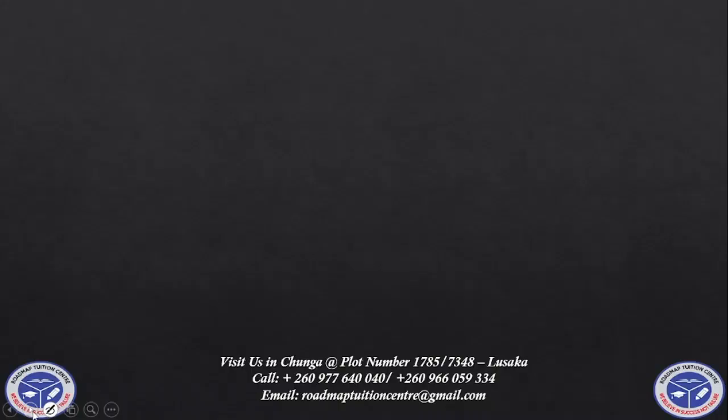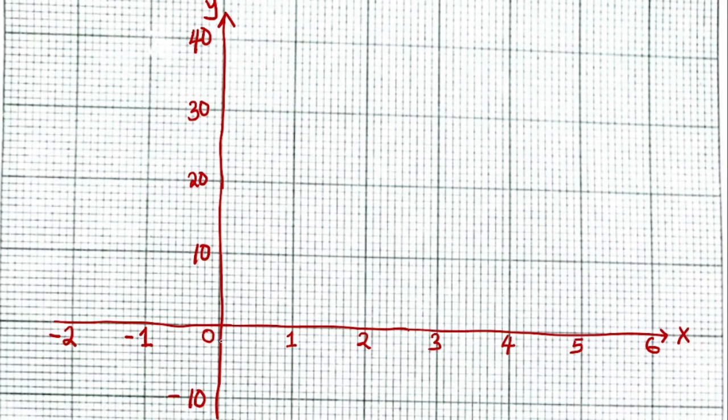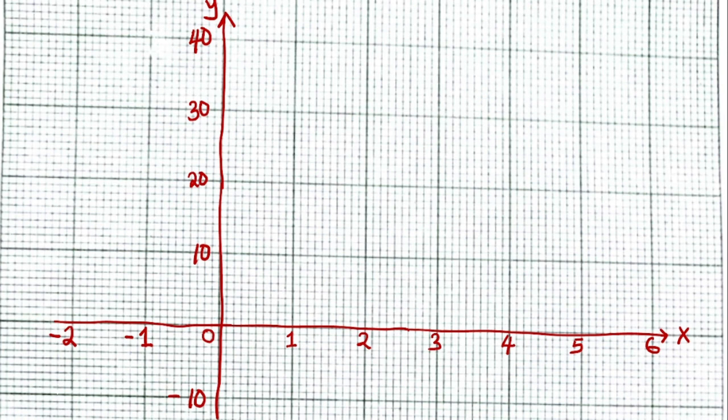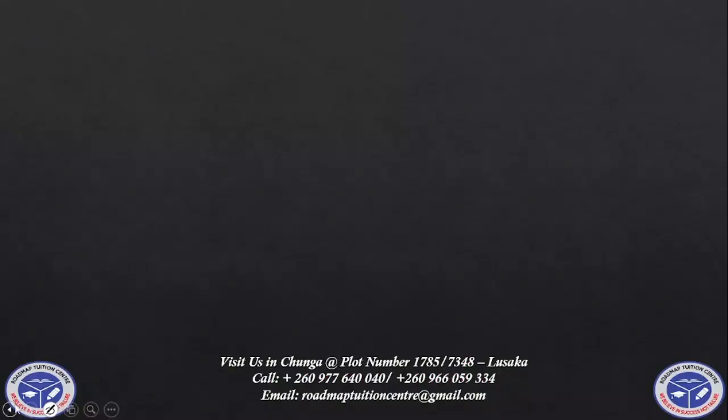Okay, so our graph is going to look like this. On the y-axis, negative 10, 0, 10, 20, 30, and 40. On the x-axis, negative 2, negative 1, 0, 1, 2, 3, 4, 5, and 6. Okay, so before we can plot, we're supposed to know what each small box represents on both axes, the x-axis and also the y-axis.